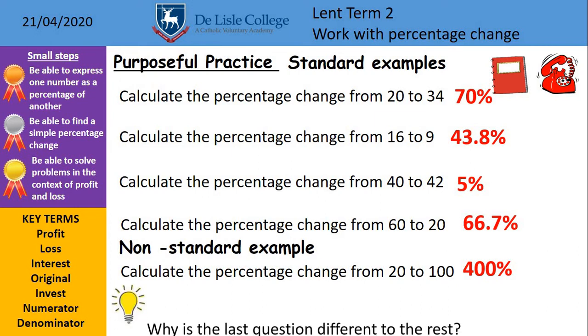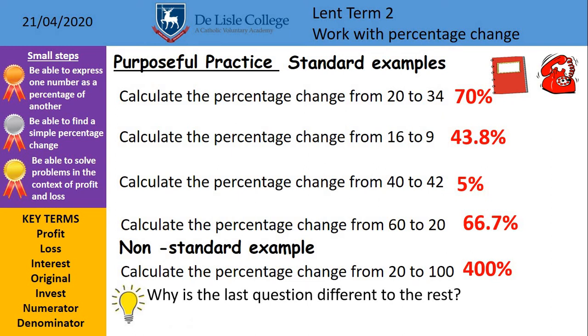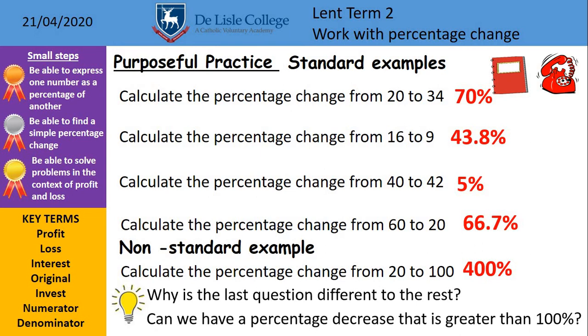As a challenge, why is the last question different to the rest? And can we have a percentage decrease that is greater than 100%? Well, the last question is different to the rest because our numerator ended up as a top heavy number, a number bigger than the denominator. So we ended up with a percentage greater than 100. And this is correct, isn't it? It's more than doubled. Can we have a percentage decrease that is greater than 100%? Well, no, we can't. Otherwise, we'd be going into negative values. And this is especially true if we were looking at money.